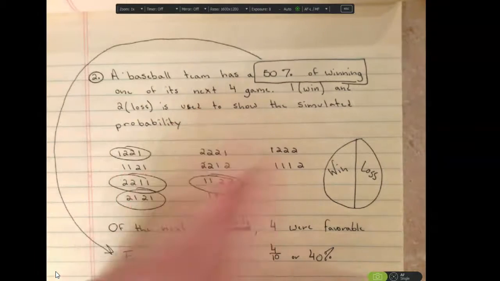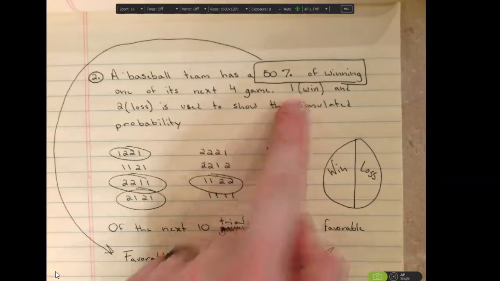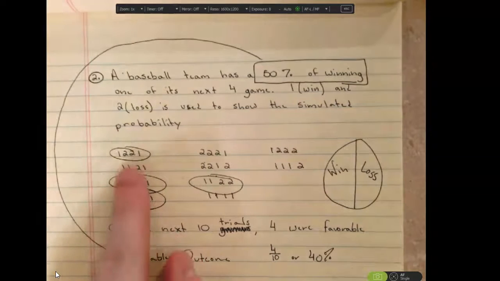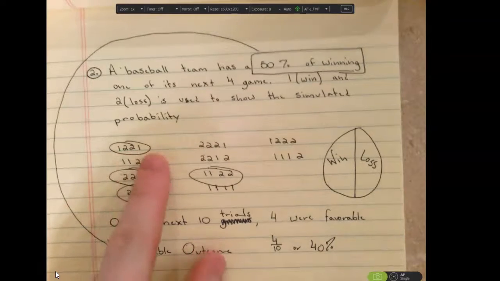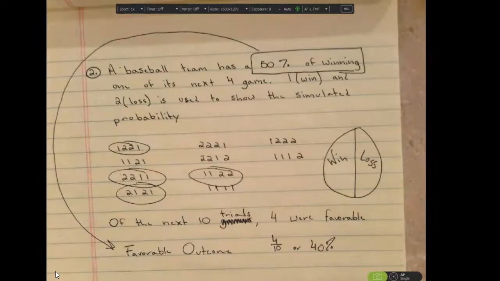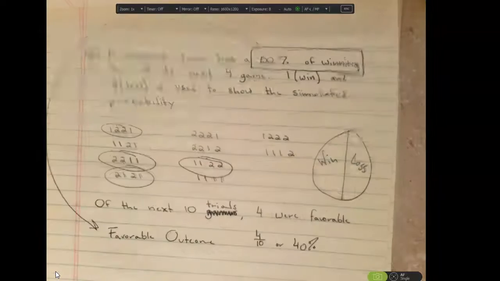Okay, if I read my question, anytime I see a 1, that's a win, 2 is a loss. So this trial, they resulted in a win, loss, loss, win. So I'm wanting you to be able to understand how to read these simulation maps as well.